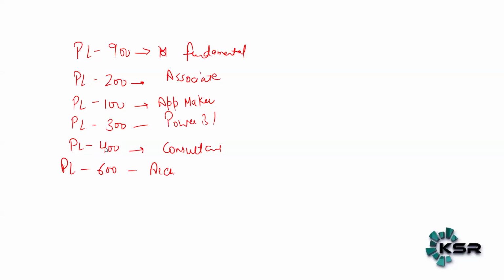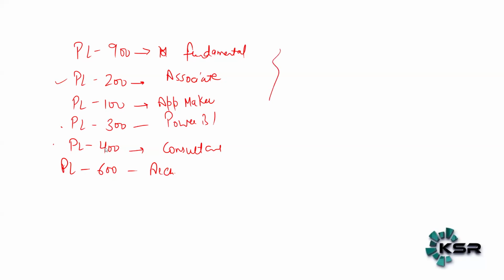So if you want to know about the exact name, you can simply Google PL 900. For PL 900, it is Microsoft Power Platform Fundamentals, and for 600, it is Power Platform Solution Architect Expert. For 400, it is Microsoft Power Platform Developer. For 300, it is Microsoft Power BI Data Analyst, and for 200, it is Microsoft Power Platform App Maker Associate. I think 400 is also decommissioned.